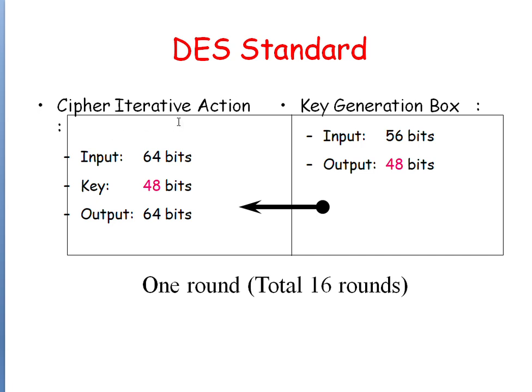DES, the Data Encryption Standard: cipher iterative action and key generation box. For the cipher operation, the input is 64 bits, the key is 48 bits, and the output is 64 bits. For key generation, the input is 56 bits and the output is 48 bits.